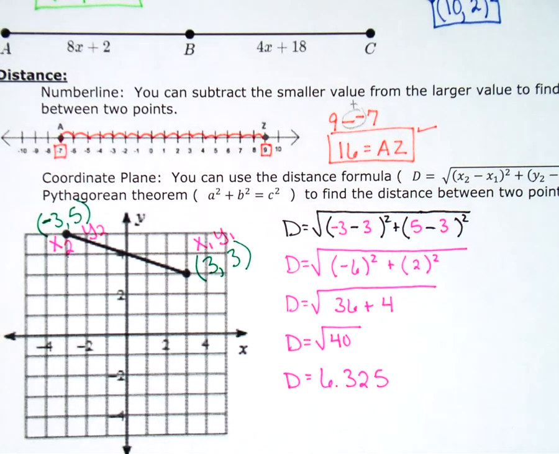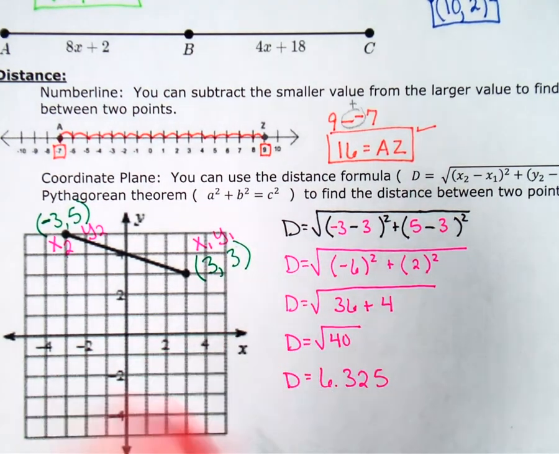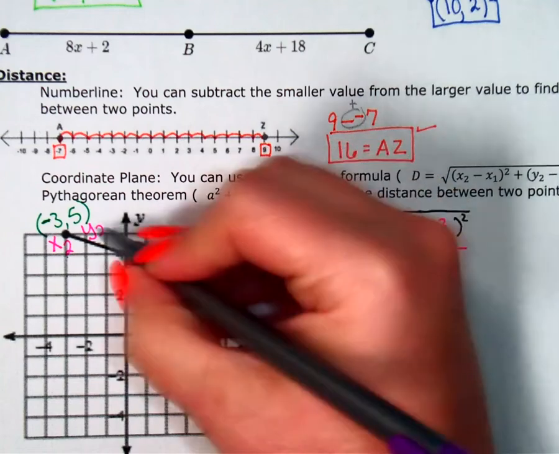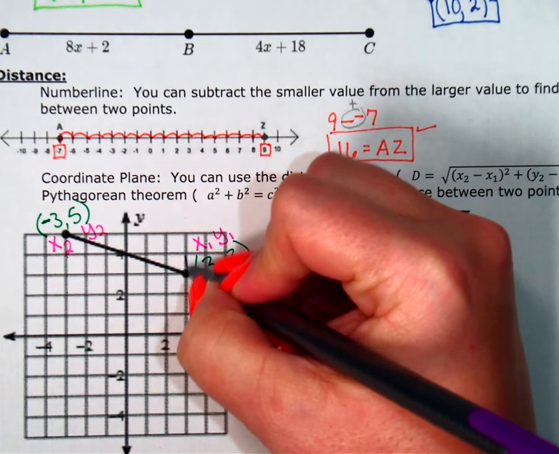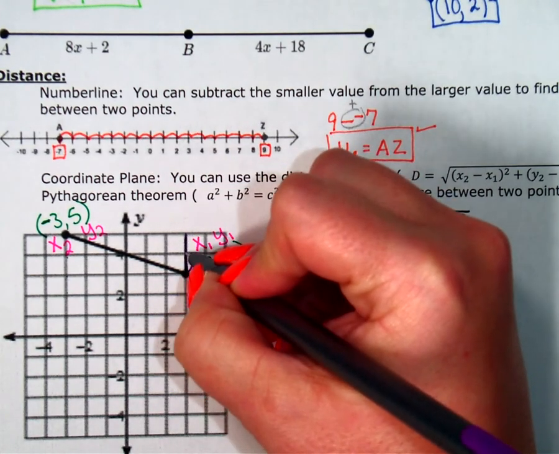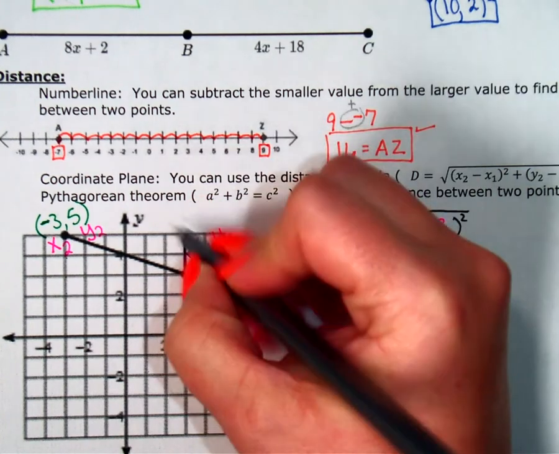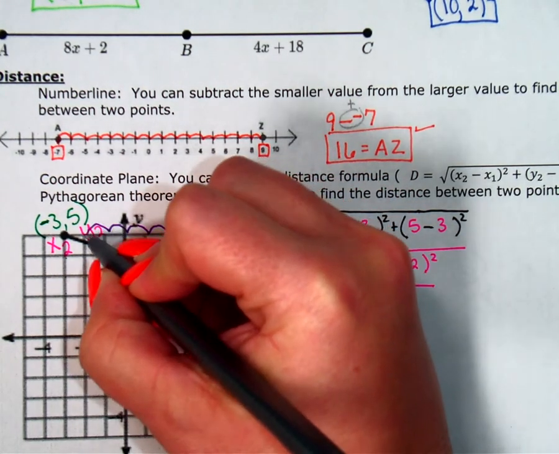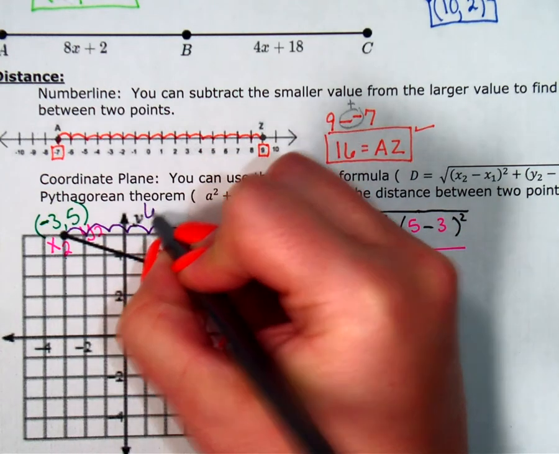Okay? Now I did say you can also use the Pythagorean theorem, so I do want to show you that as well. For the Pythagorean theorem, we're going to look kind of like your slope. How far up and over do you have to go to get from one point to the other? So I have to go up 2 units, and then I have to go over 1, 2, 3, 4, 5, 6 units.